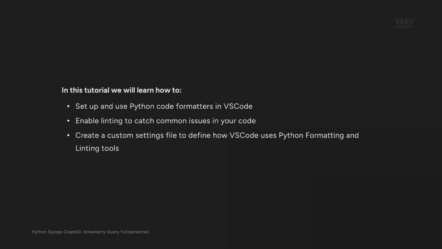This will be a two-step process. First of all, we will install formatting and linting tools, and then we're going to create a custom settings file, configuration file, to configure how Visual Studio Code uses and interacts with the formatting and linting tools that we install.